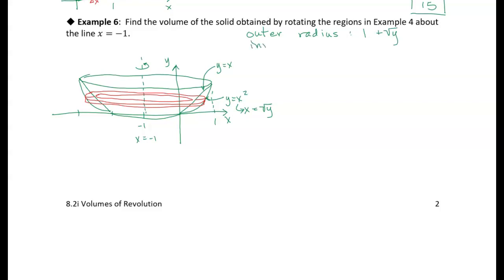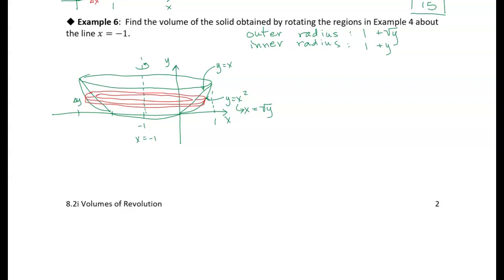Now the inner radius, we can get in the same way, right? We're going to go over by 1 to get to the y-axis, and then we have to go over to the line y equals x. So the inner radius is essentially going to be 1 plus y. Or 1 plus x, or 1 plus y, it's going to be the same thing. But I want everything in terms of y because my thickness is dy, so I want to integrate with respect to y. All right, so let's do this integral.